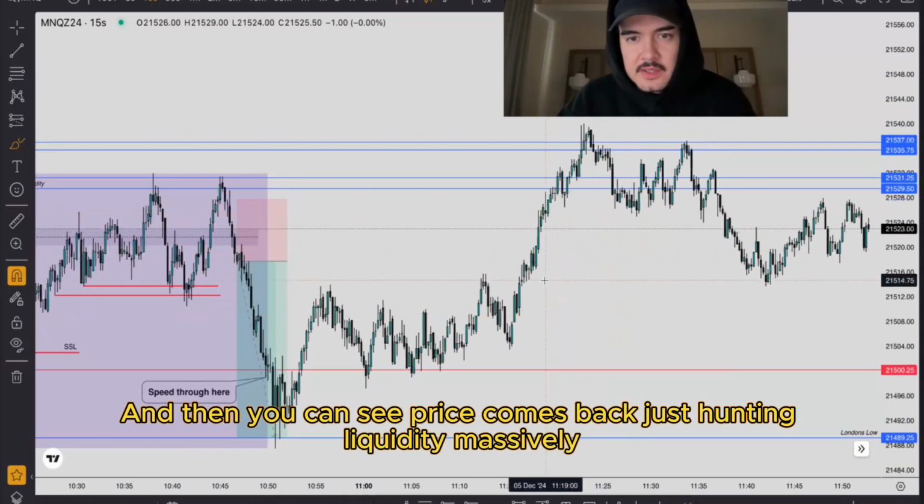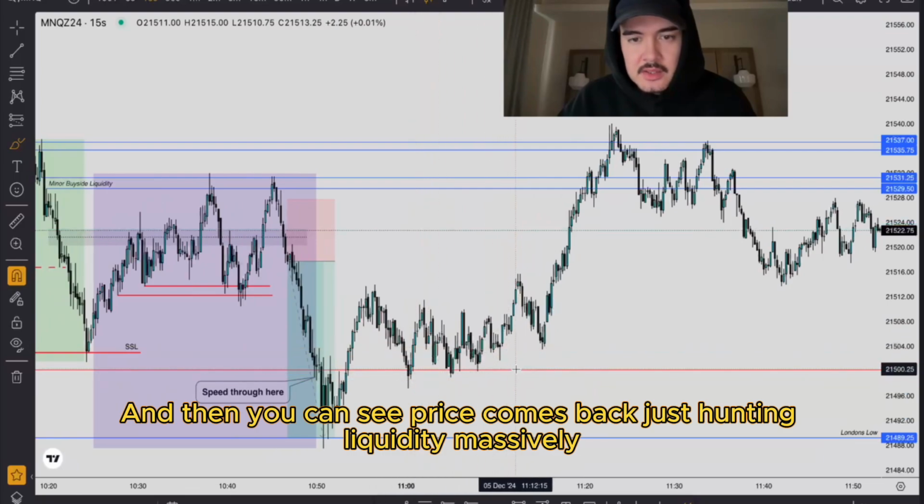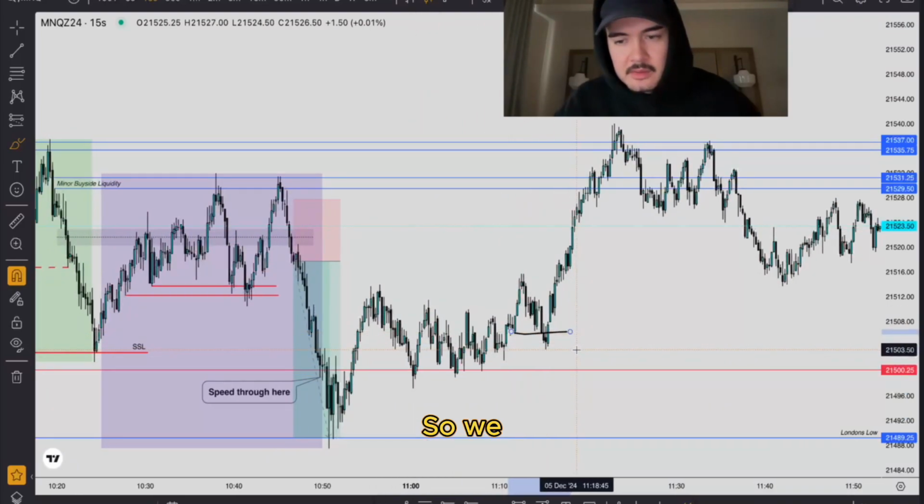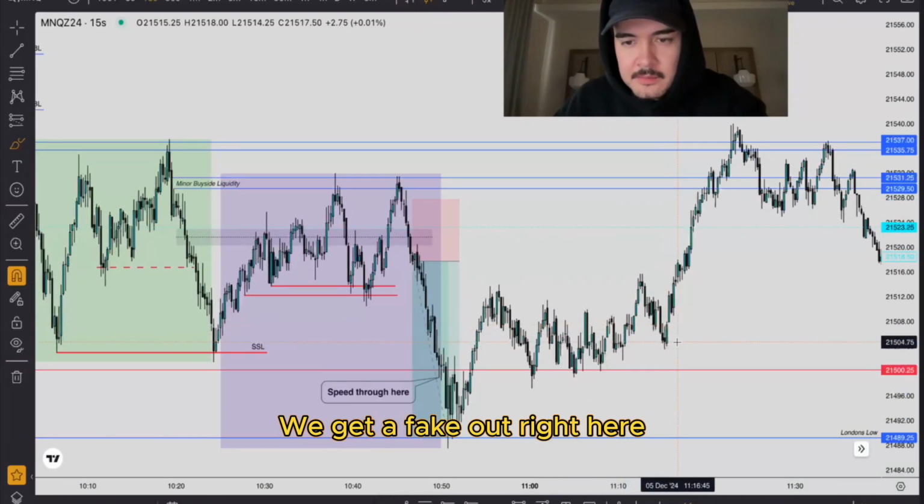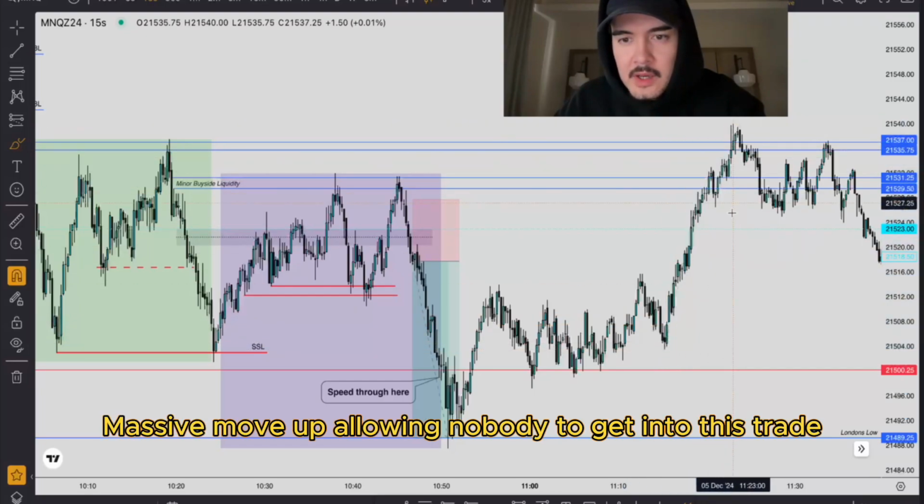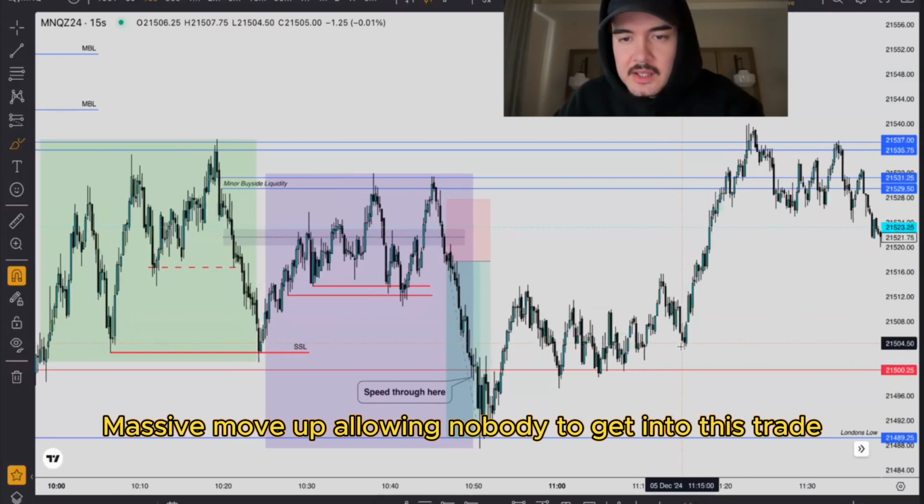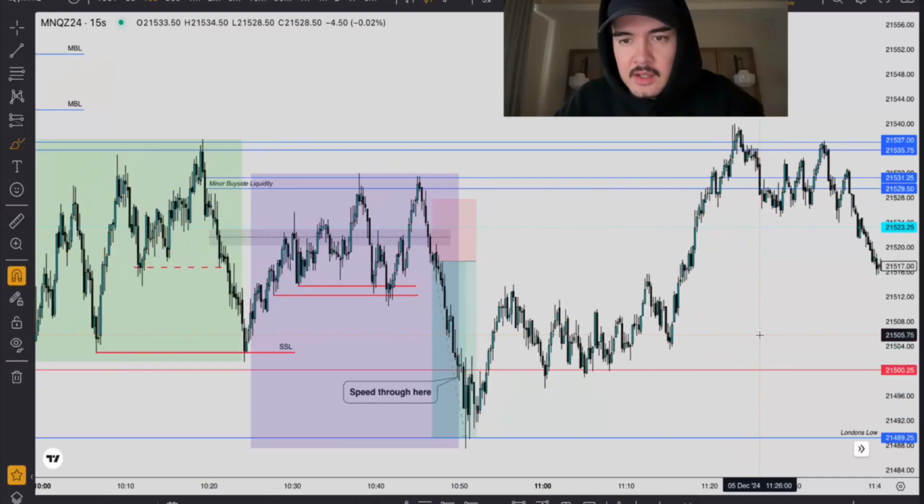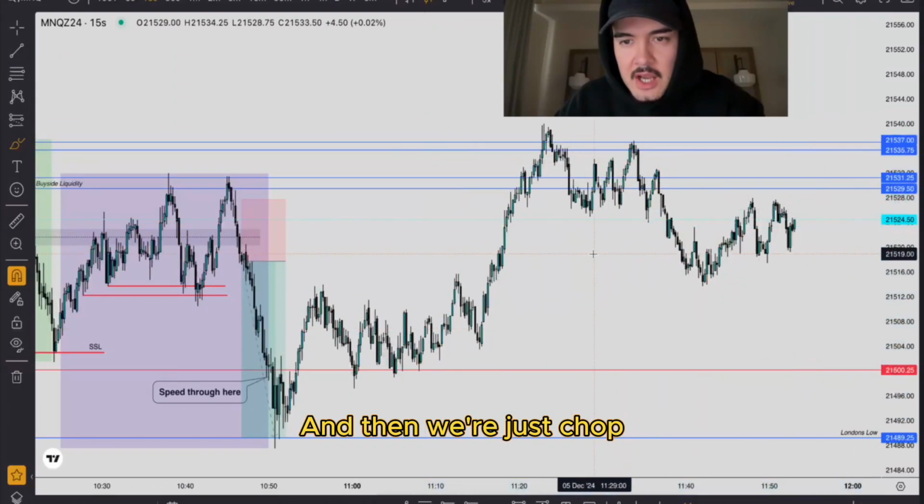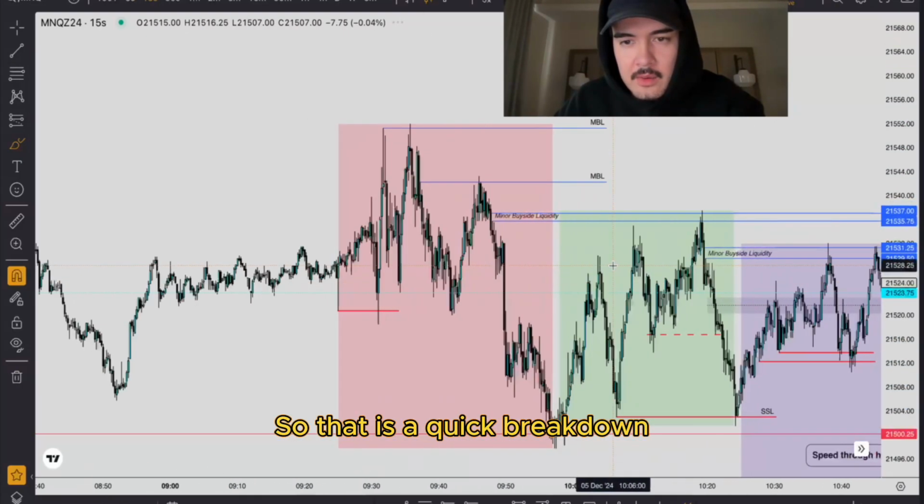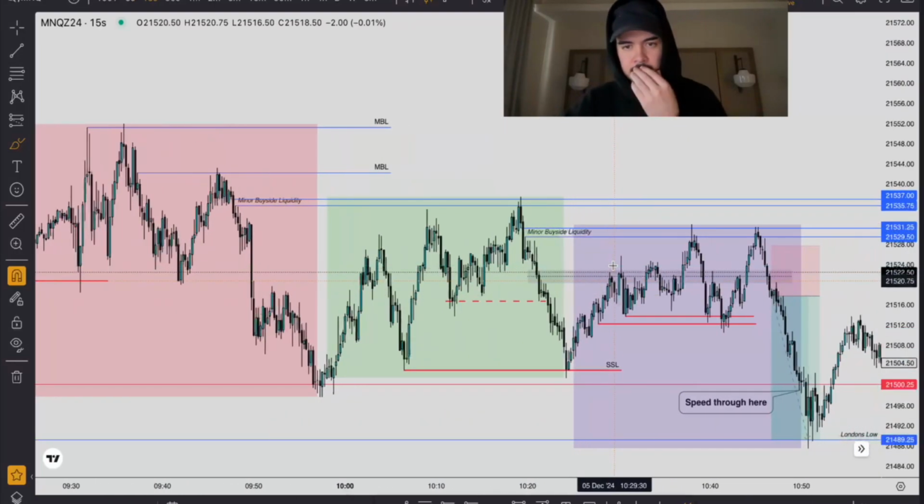And then you can see price comes back, just hunting liquidity massively. So we get a fake out right here, massive move up, allowing nobody to get into this trade, and then we're just chop. So that is a quick breakdown.